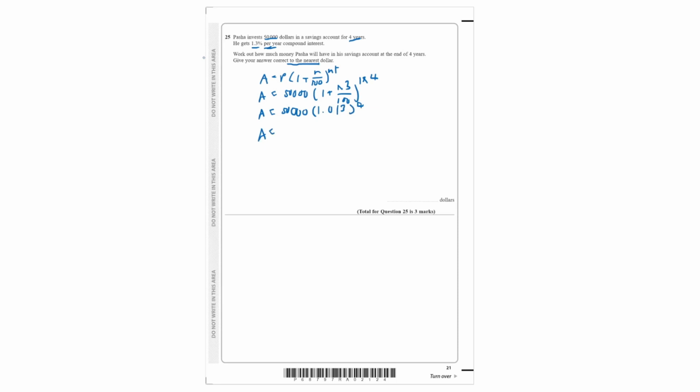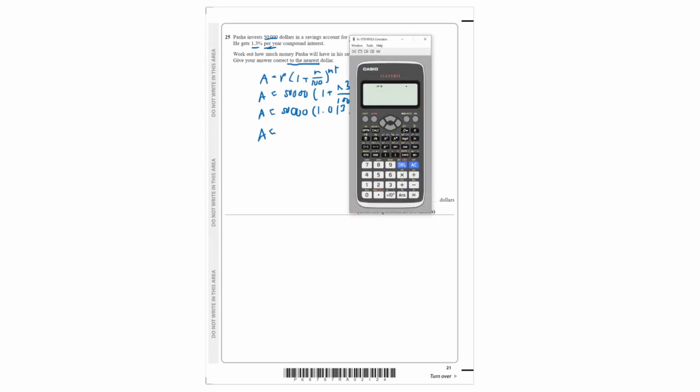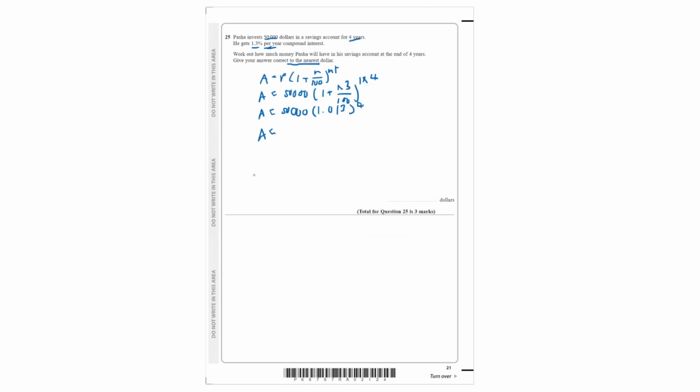We can put this into a calculator to find our answer, which is 50,000 times 1.013 to the power of 4. That gives us 52651.1, and correct to the nearest dollar.